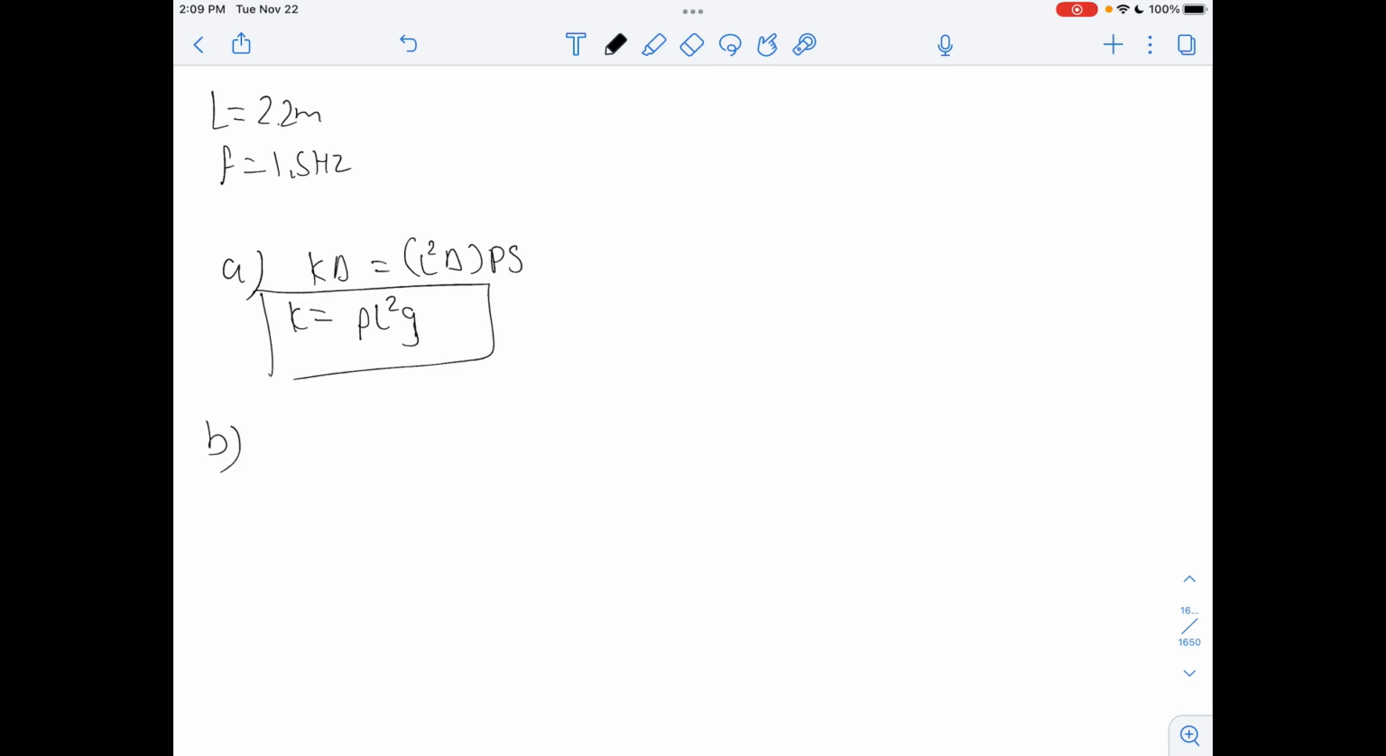Now for B, find the value of the force constant. So we want to find K, which is equal to 1,000 times 2.2 squared times 9.81. So plug that into a calculator. 1,000 times 2.2 squared times 9.81 is 47480.4.